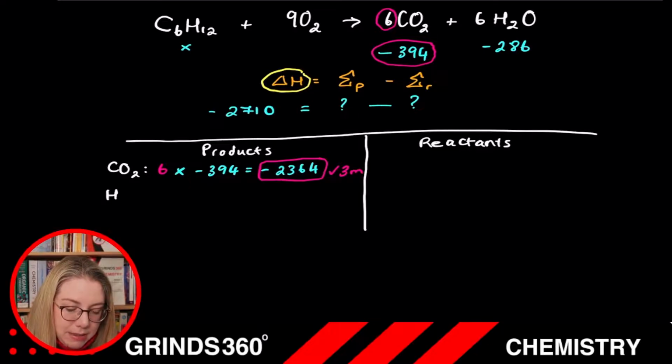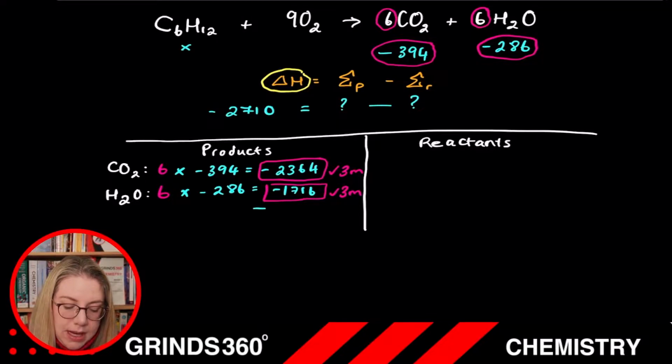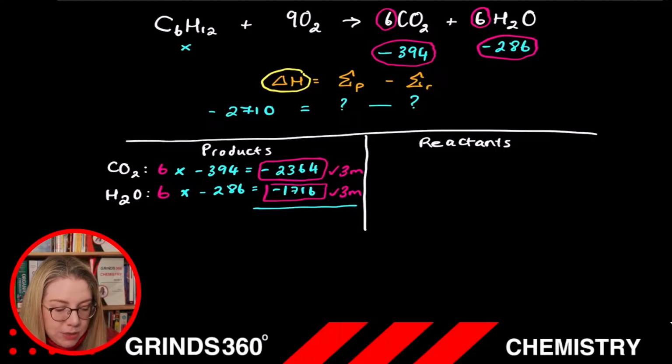My next step is to take my next product, which is water. Again, you take the number in front of the water and you multiply it by the heat of formation of water, which is 6 multiplied by minus 286. Minus 286 multiplied by 6 is minus 1716, which gets me another 3 marks. Now, I'm going to add them together. Minus 2364 minus 1716 is minus 4080 kilojoules, if you prefer.